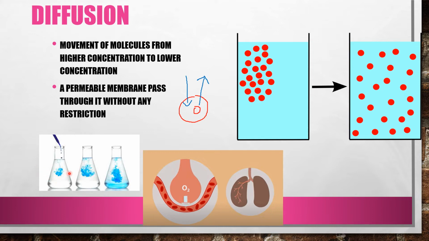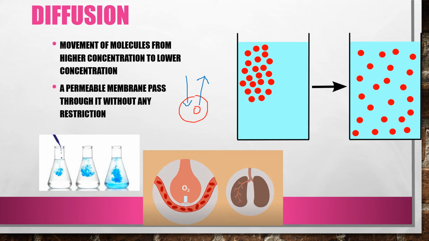This is perfume that is sprayed over the water. This place we can call high concentration. The perfume is slowly spreading all over the water. So the perfume is spreading from this high concentration to the lower concentration. So this is a simple example.